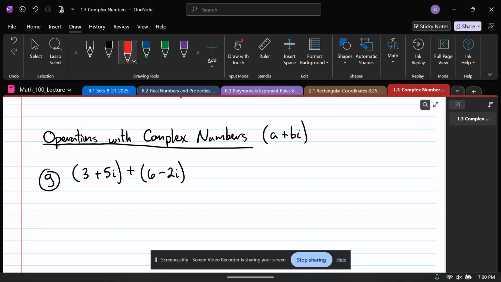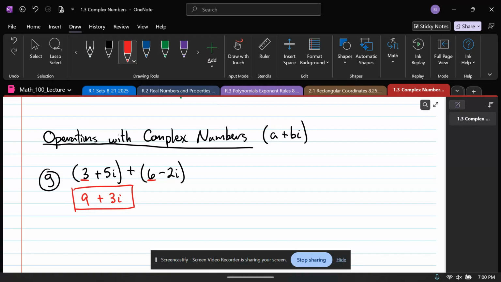The i's go together, and then the regular numbers go together with the operation that's between them. So we're going to add 3 plus 6. Those are the like terms there, so that's 9. And then 5i plus negative 2i would be plus 3i. Boom. You're done.